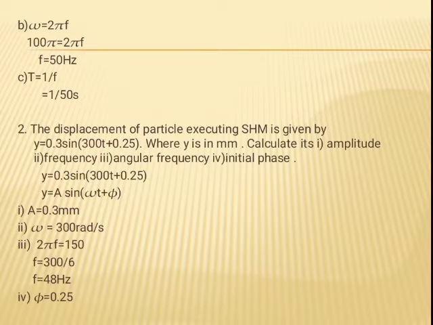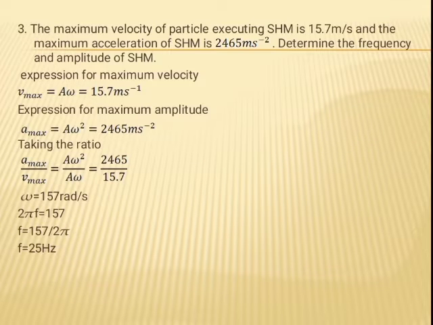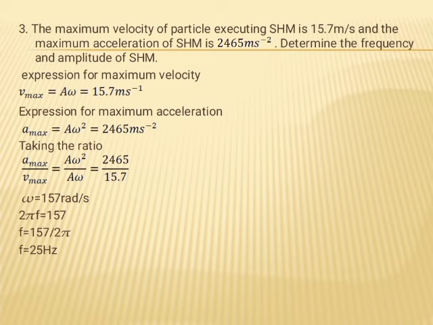Hope you understood. Next, going to the third problem here. It says the maximum velocity of a particle executing simple harmonic motion is 15.7 meter per second, and the maximum acceleration of a simple harmonic motion is 2465 meter per second square. So they have asked you to find out the frequency and amplitude of simple harmonic motion. So we are continuing with our problem.